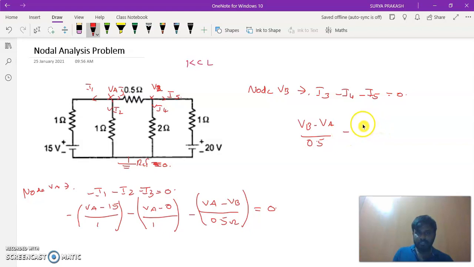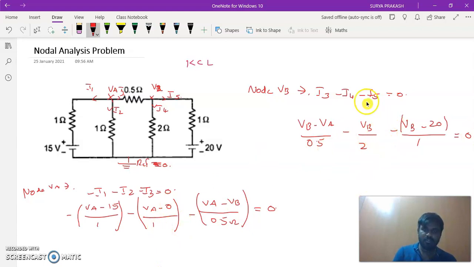minus I4, in the sense VB divided by 2 ohm, minus I5, which is (VB minus 20) divided by 1 ohm, is equal to 0.